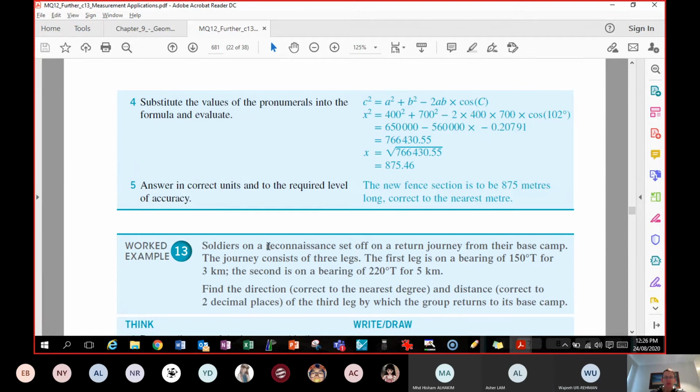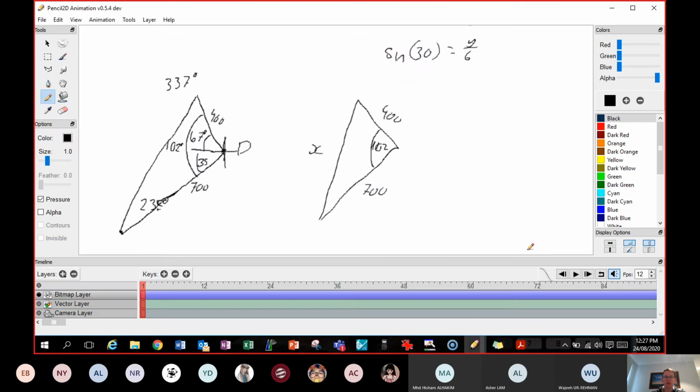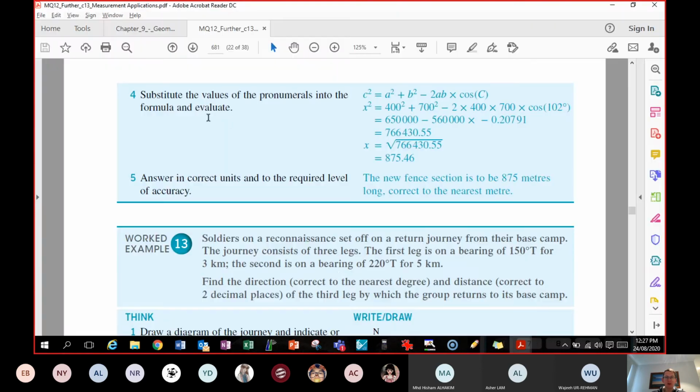Okay. Soldiers on a reconnaissance set off on a return journey from their base camp. The journey consists of 3 legs. The first leg is on a bearing of 150 degrees for 3 kilometers. So let's do this one. Maybe you guys can have a go at reading this one. Try and draw that one out, and we'll see how you go.